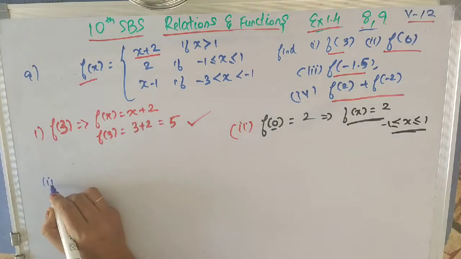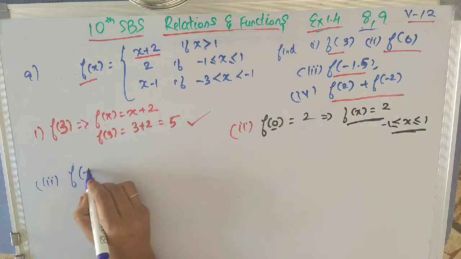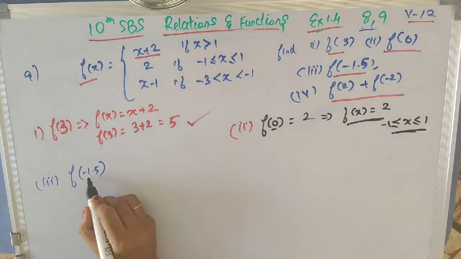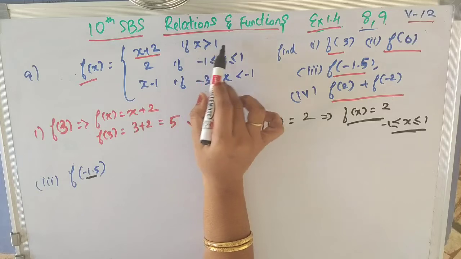f of -1.5. Where is -1.5? -1.5 is greater than -3.